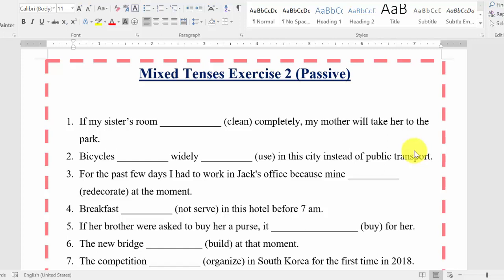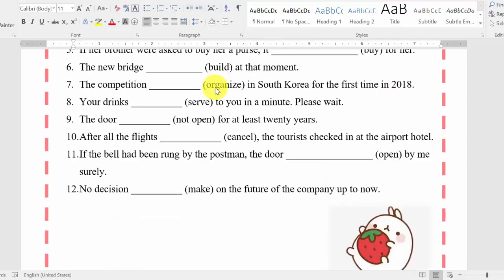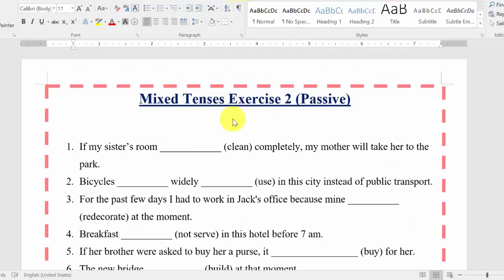Okay, you're in your grammar book as well. If you haven't watched the first video, mixed tenses exercise 1, please watch that first before you watch this. Okay, you need to follow the sequence. Start from exercise 1 to 3. So mixed tenses exercise 2, this is a passive tenses exercise. Okay, so all the questions are in passive form.